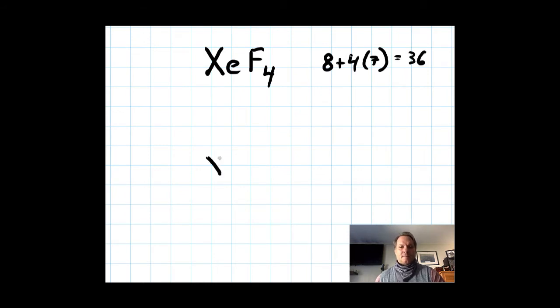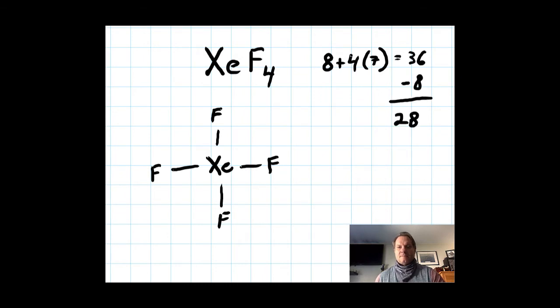Draw my skeleton, showing now 2, 4, 6, 8 electrons. Subtract those from my total, I have 28 to place. 28 to place. So, 2, 4, 6, that fluorine's happy. 8, 10, 12, that fluorine's happy. 14, 16, 18, that's happy. 20, 22, 24.